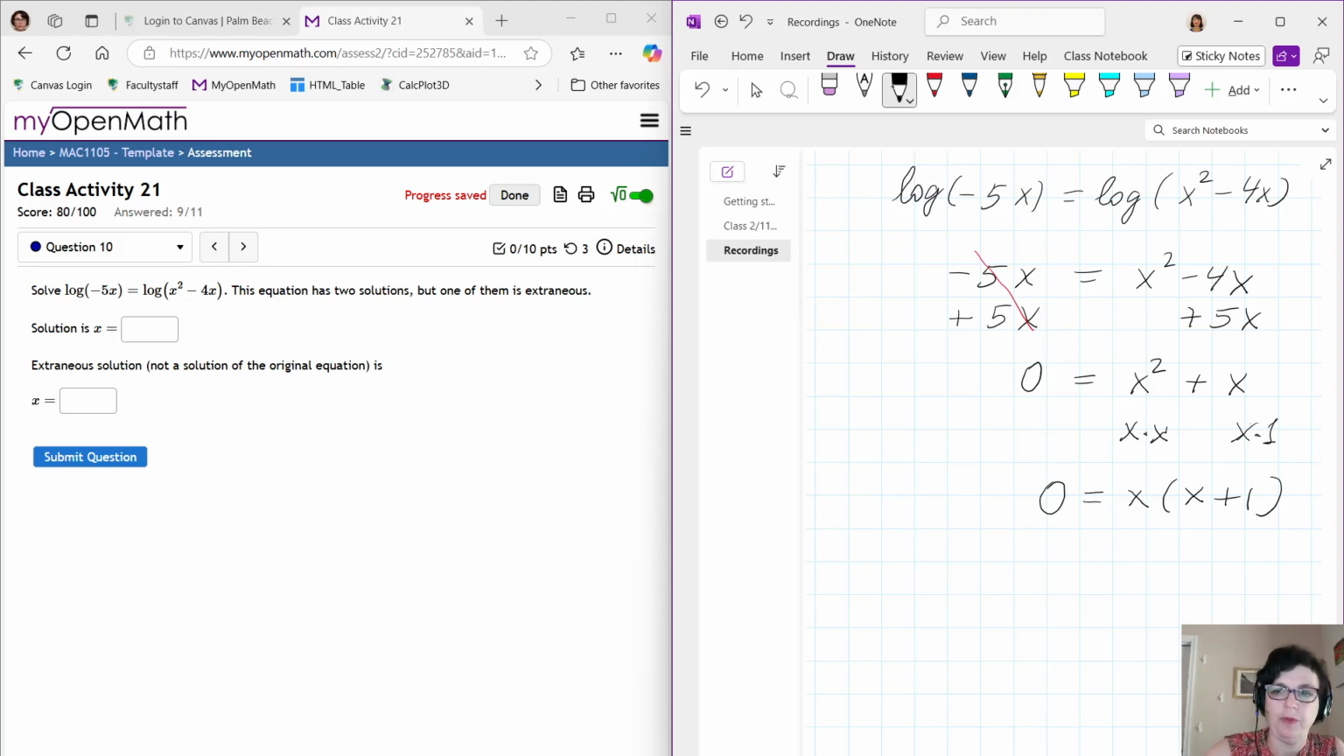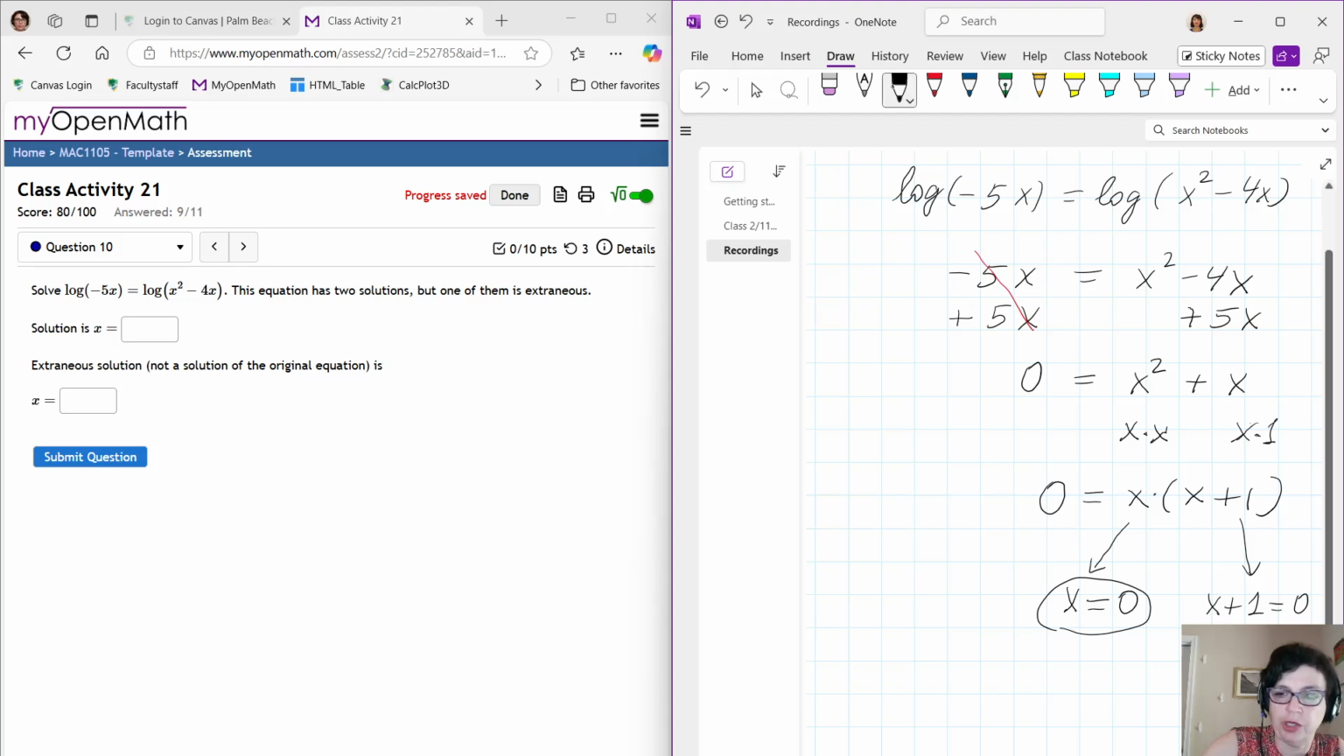What does that mean? If you have two expressions that are multiplied and the answer is 0, the only way for that to happen is if either the first one is 0, so x equals 0, or the second one is 0, so x plus 1 equals 0. Now, this one is already solved, x equals 0. The other one is solved by subtracting 1 from both sides, giving you x equals negative 1.